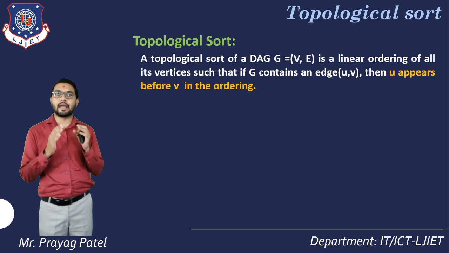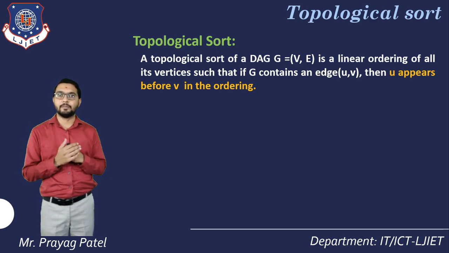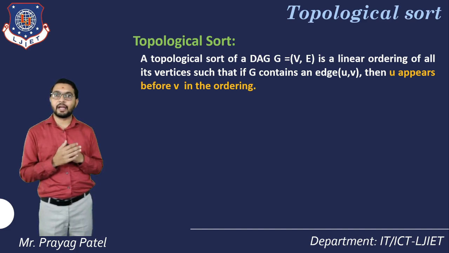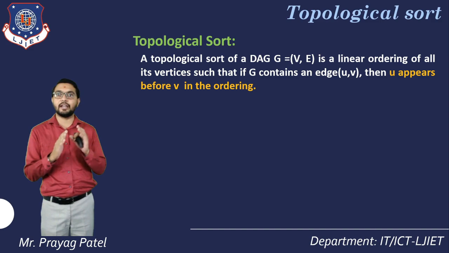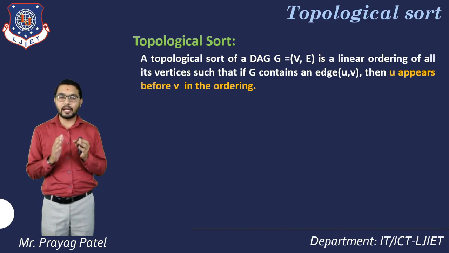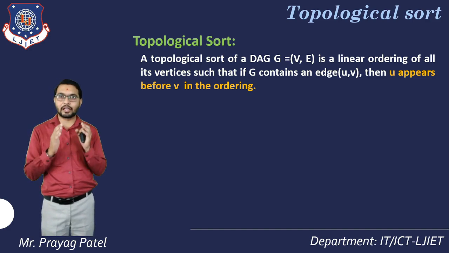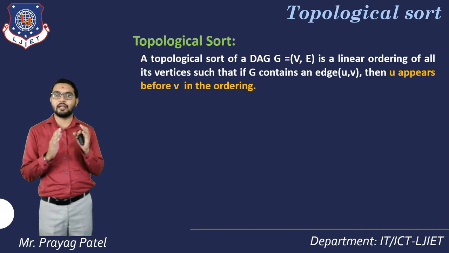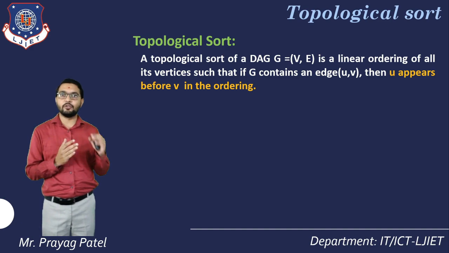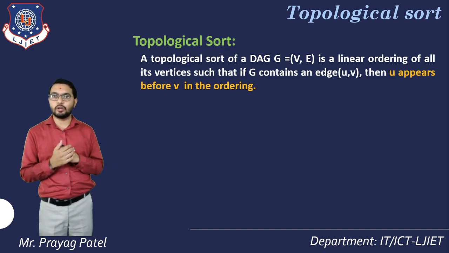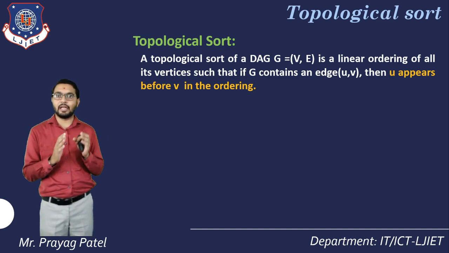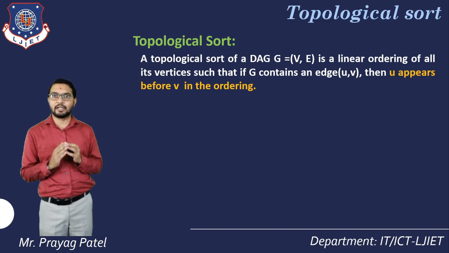topological sort of a directed acyclic graph G equals (V, E). Here G is considered a graph, and the graph is directed and acyclic. To find the topological sort order, the first requirement is that your graph must be a directed acyclic graph. Then you can find the topological sort order. So here, consider graph (V, E), where V is the vertices and E is the edges.